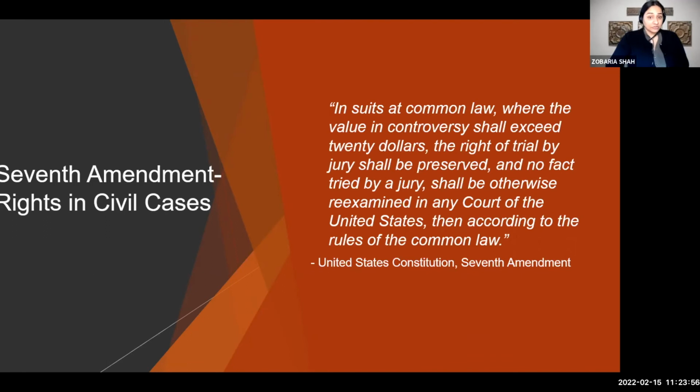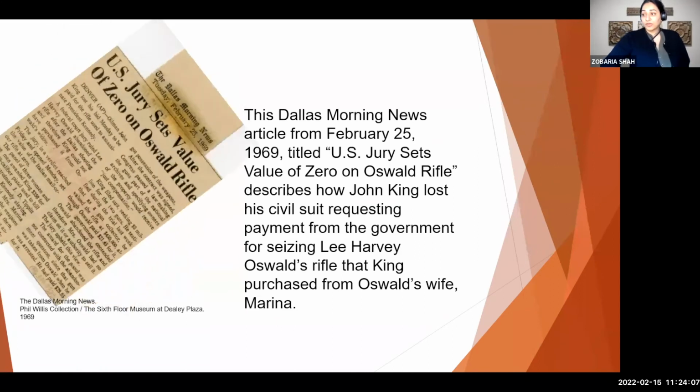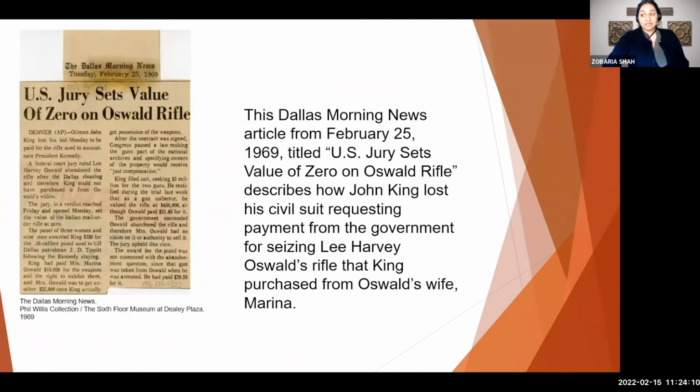And in connection to that, we have this particular local civil suit, again, tied to Oswald. This Dallas Morning News article from February 25th, 1969, titled "The U.S. Jury Set Value of Zero on Oswald's Rifle," describes how a man named John King sued the government, essentially, requesting payment for the gun, the rifle of Lee Harvey Oswald.